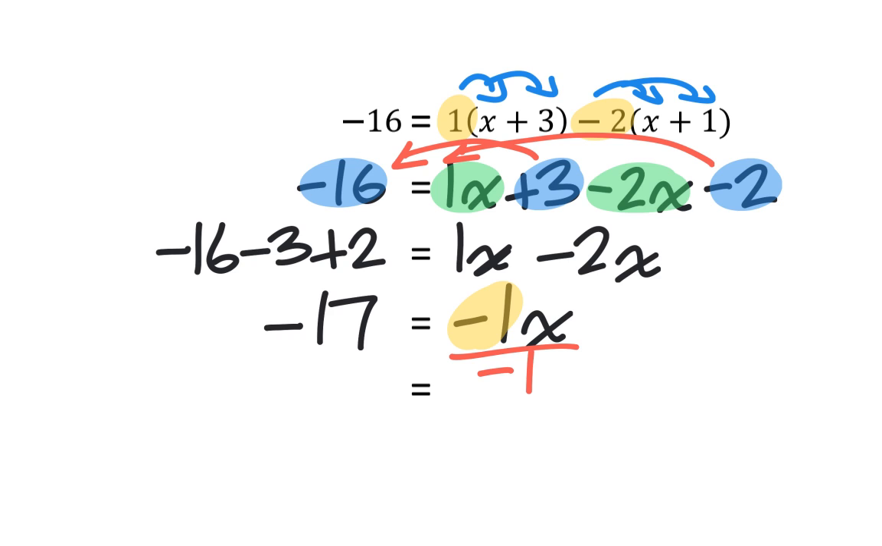But what you do to one side, you must do to the other side. These -1s are going to cancel out since they're opposites, that x is going to stay the same, and -17 divided by -1 is going to give you +17. Therefore, x is equal to +17.